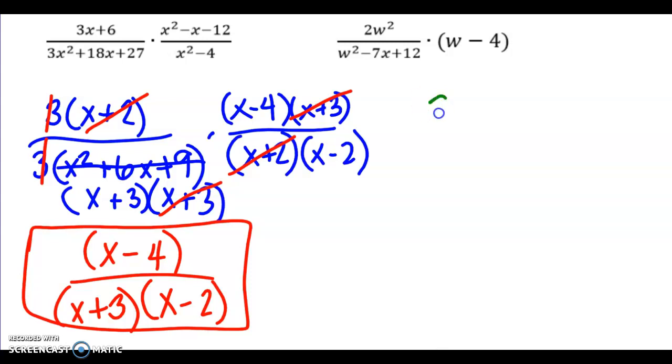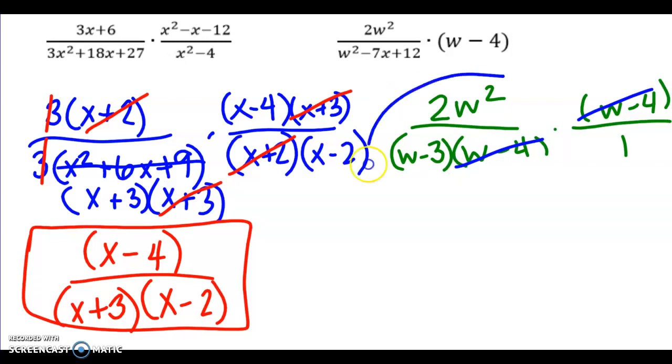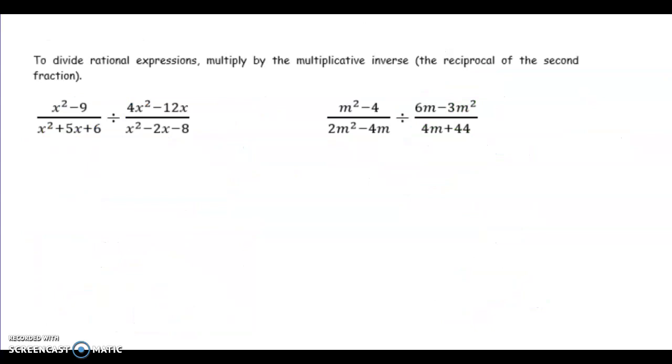This guy on the top just has the 2w squared. That's all I have. On the bottom, it's going to be 3 and 4. So w minus 3 and w minus 4. And then I multiply. This, I have to make it a fraction. So the w minus 4 goes on the top, and I put it over 1. Okay, so let's cross reduce. Those cancel. The 1 is not necessary. So I'm literally just left with this. 2w squared over w minus 3. Okay, moving on.